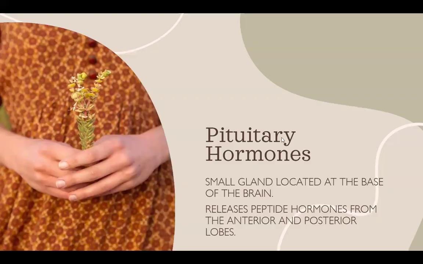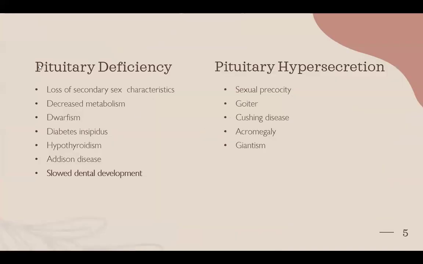The pituitary is a small gland located at the base of the brain. It releases peptide hormones from the anterior and posterior lobes. We already learned that TSH, or thyroid stimulating hormone, is released from the anterior lobe. If somebody has pituitary deficiency, they can have a loss of secondary sex characteristics. They can have decreased metabolism, dwarfism, diabetes insipidus, hypothyroidism, Addison disease, or slowed dental development if this happens when they're young.